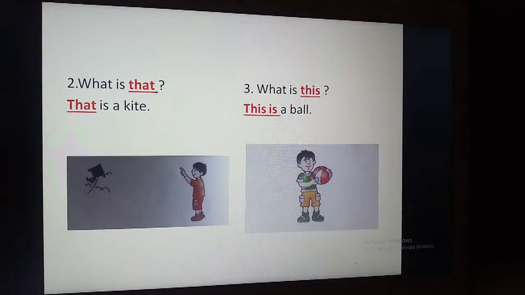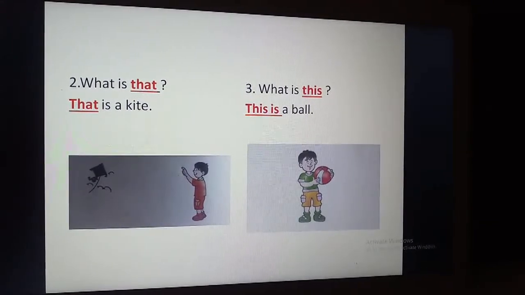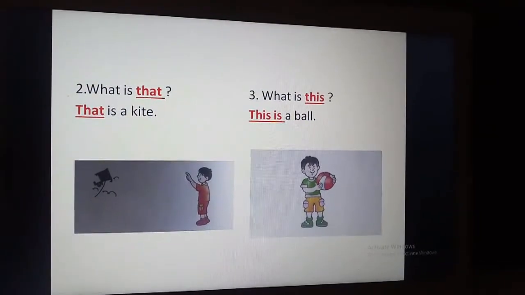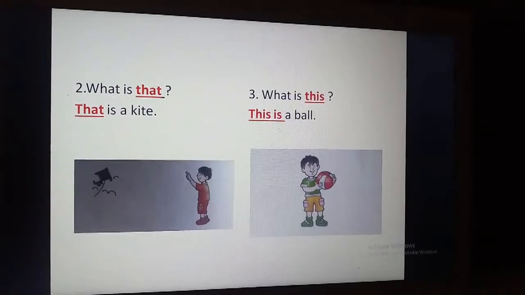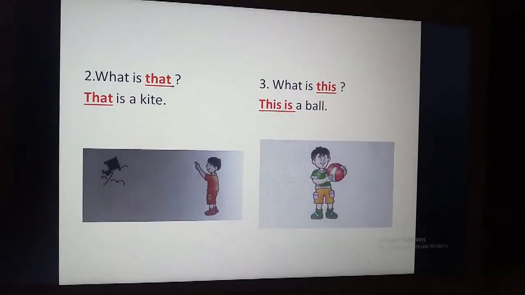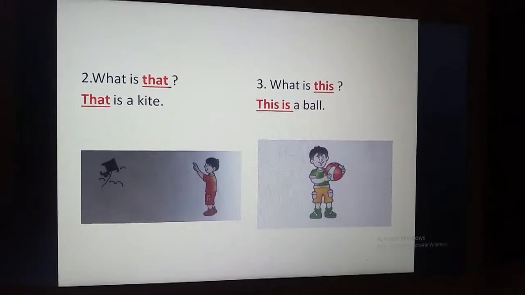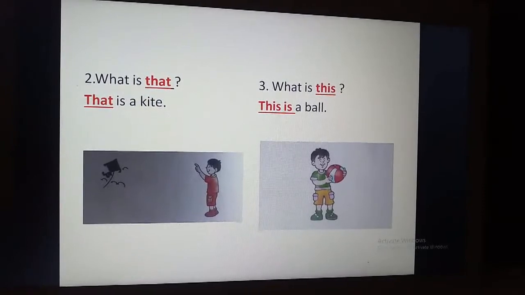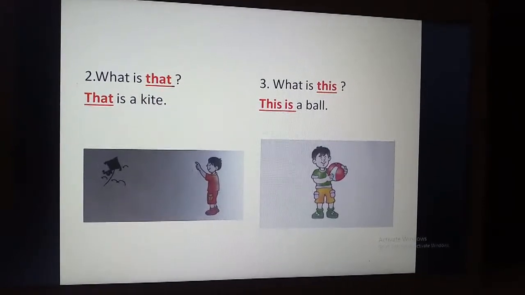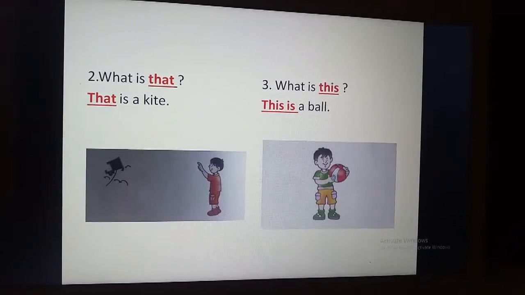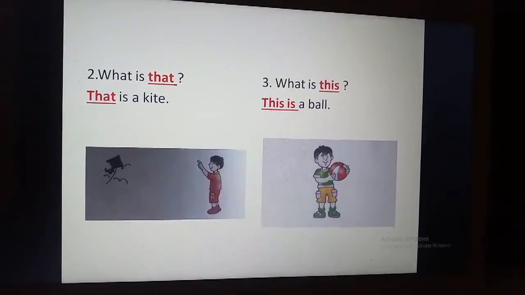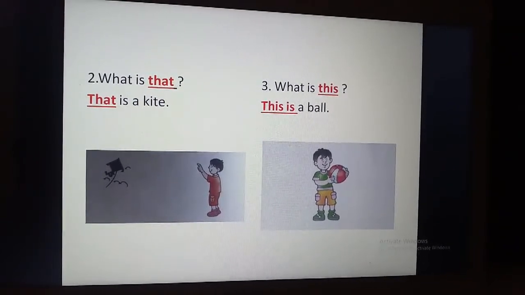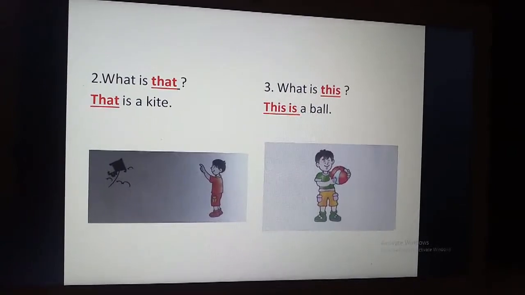Now look at the third picture. What is there in the boy's hand? Yes, it is a ball. But is the ball far from the boy or near to the boy? Yes, it is near to the boy. Okay. So, what will we write? This or that? Yes, it is near. So, we will write this. What is this? This is a ball. This is a ball because the ball is near to the child.